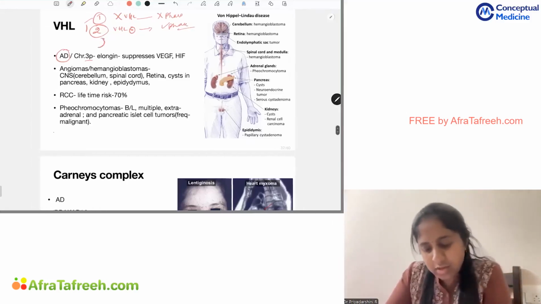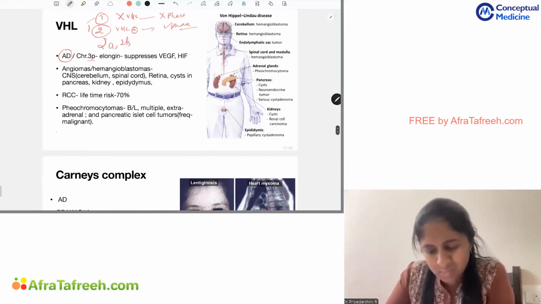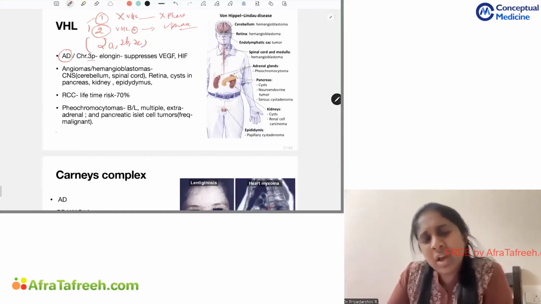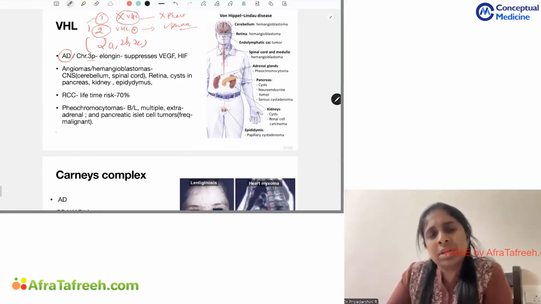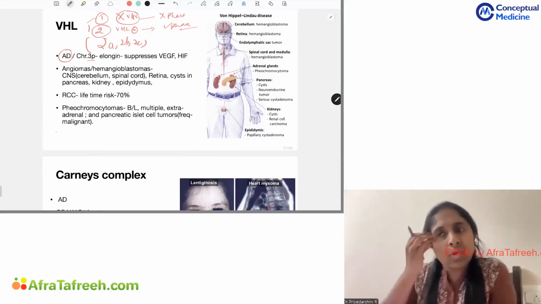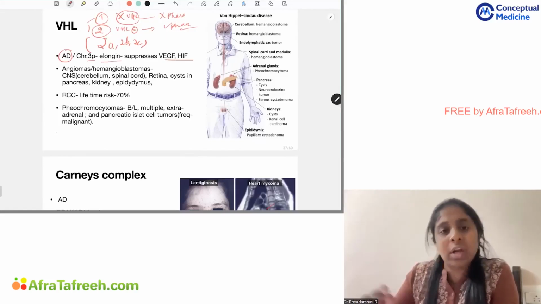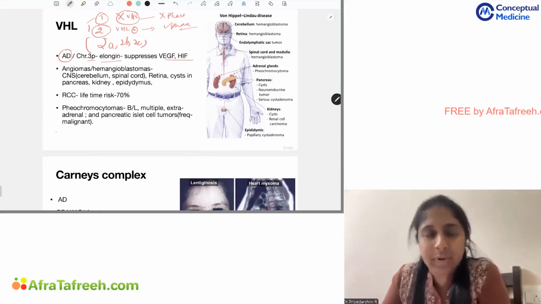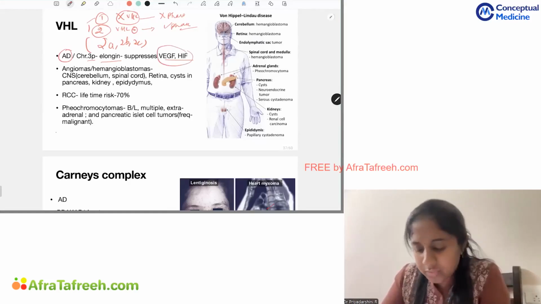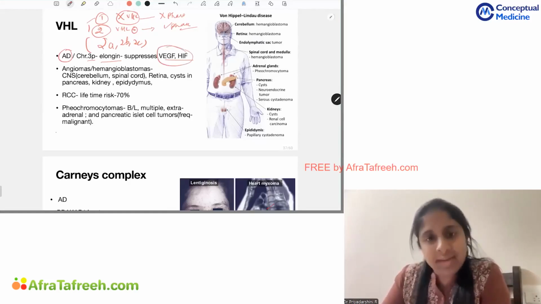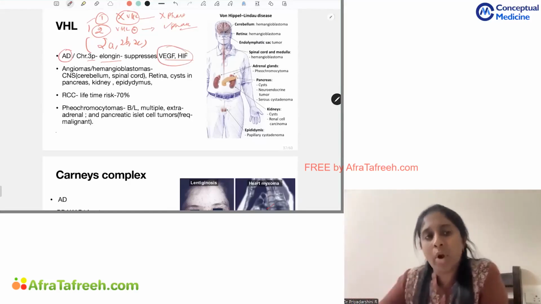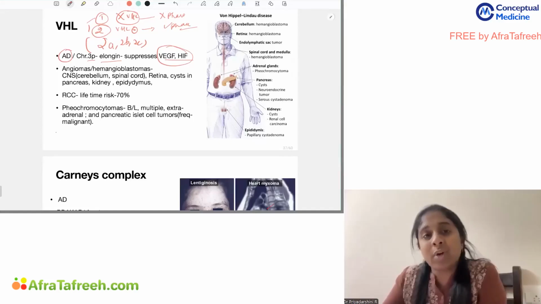Again in type 2, you have 2A, 2B, 2C. It's beyond the scope of this particular session. But you just know that the problem here is that the von Hippel-Lindau gene is a tumor suppressor gene. So it's going to produce a product called elongin, which is going to suppress your vascular endothelial growth factor and hypoxia inducible factor. So if adequate suppression is not there, they go for unrestrained proliferation and angiogenesis. So a lot of new blood vessel formation will start taking place.